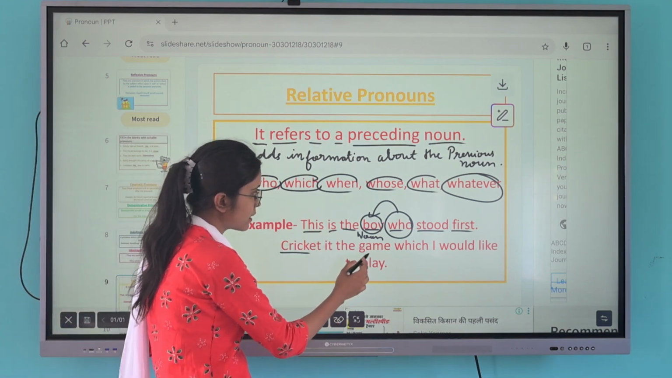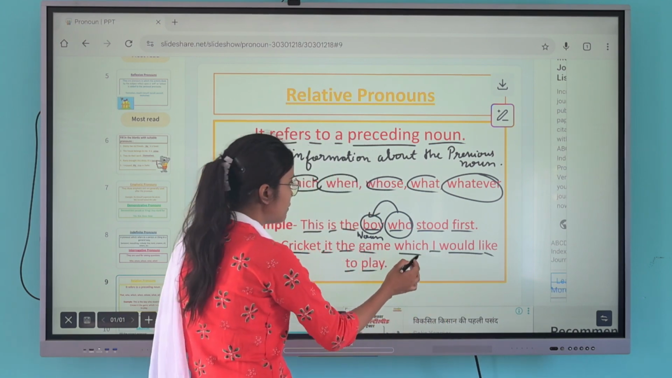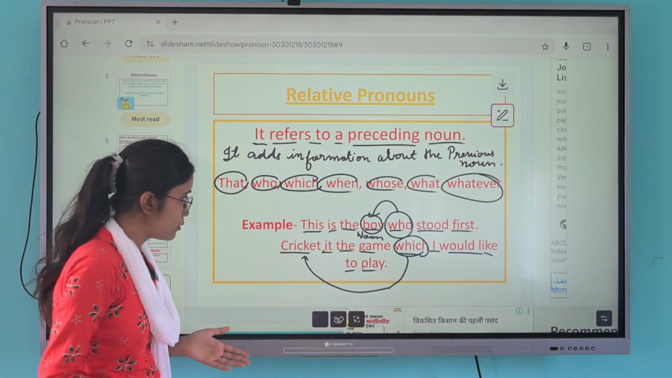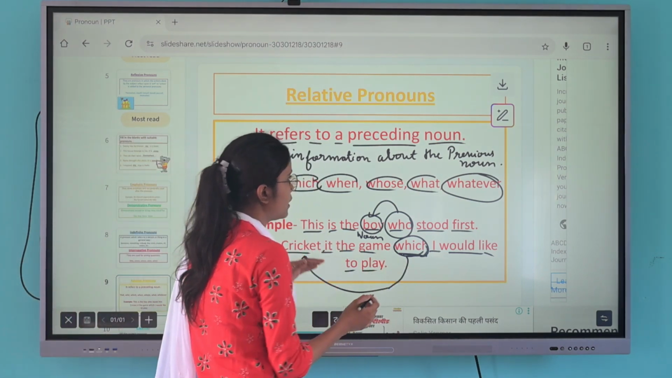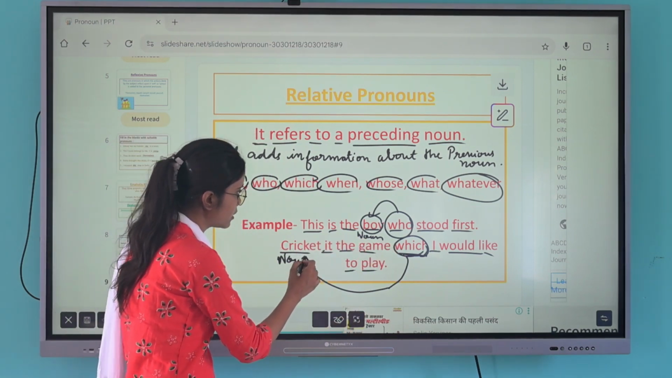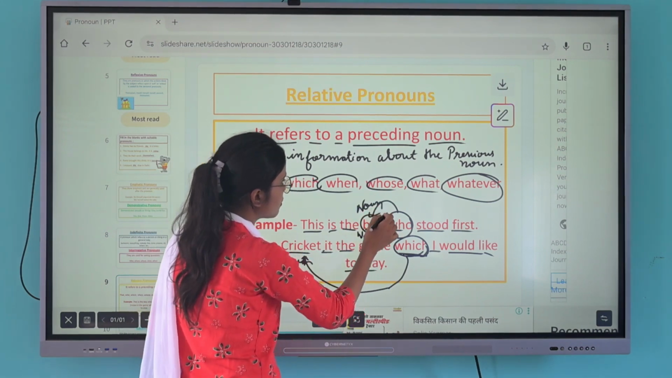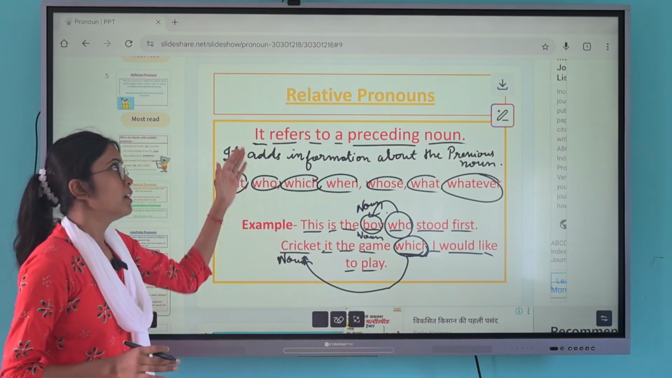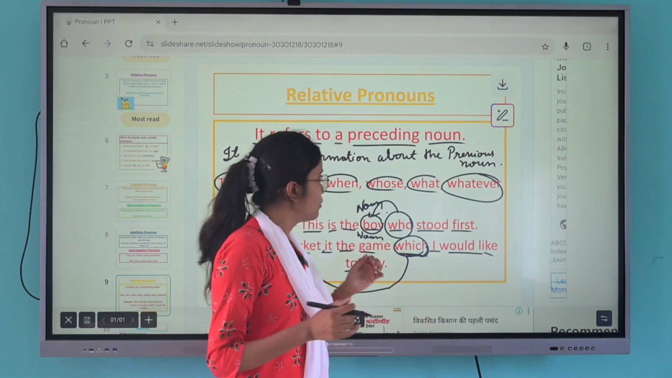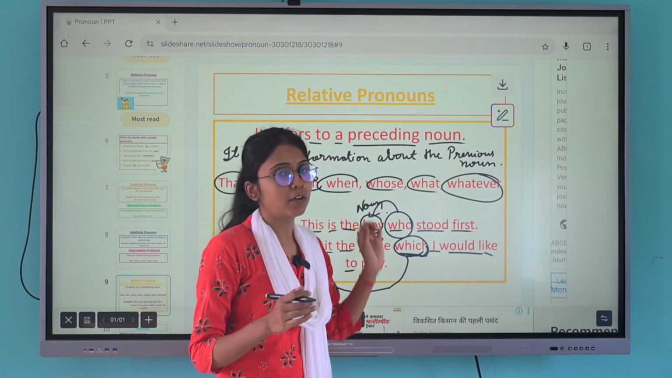Simply, cricket, it is the game. Cricket, it is the game which I would like to play. So which is placed for which game? Cricket, and cricket is a noun, so we will place which. So it adds information about the previous noun, because this is a noun, and in the earlier sentence boy is also a noun, so it is included in relative pronoun. Okay, so what are the examples of relative pronoun? Relative pronoun examples are that, who, which, when, whose, what, whatever, and many more.